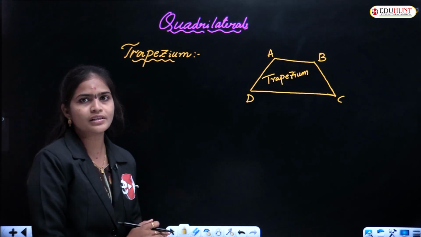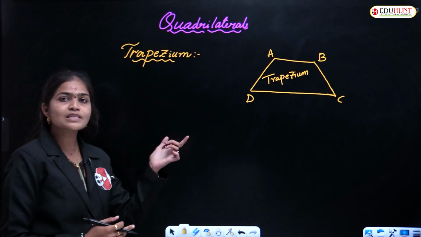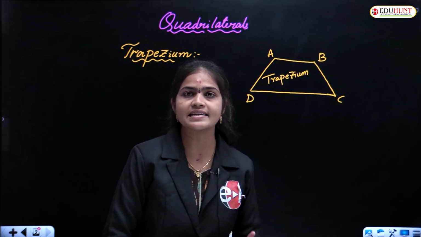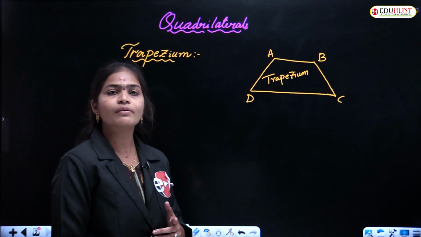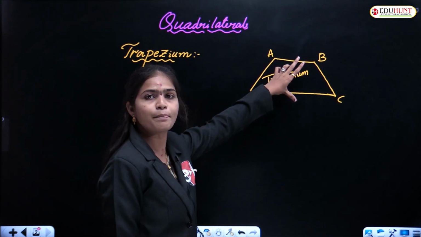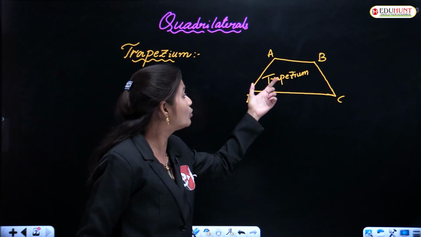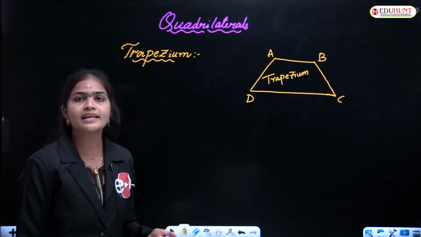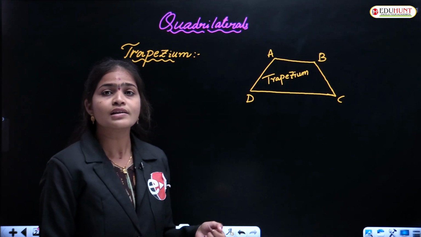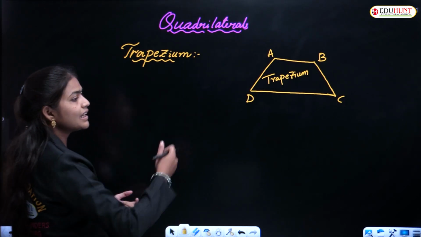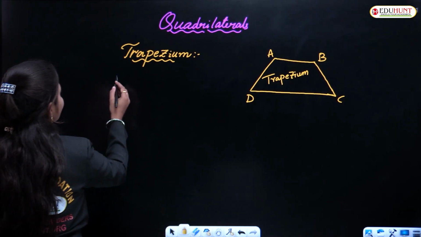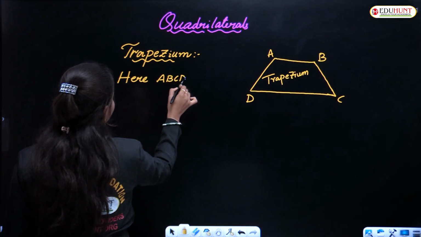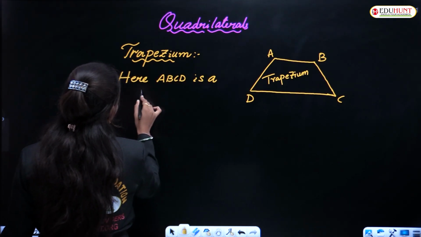Now here we will discuss this one. This quadrilateral has at least one pair of opposite sides parallel. So one pair of opposite sides is parallel, and the other two opposite sides are non-parallel sides. This is called a trapezium. Here, ABCD is a trapezium.